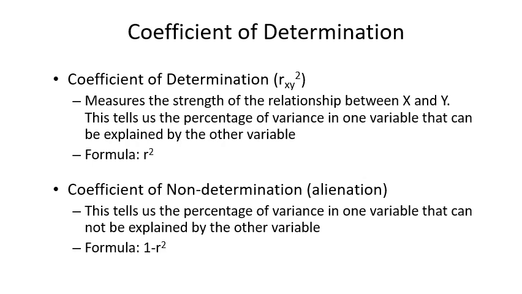So let's say your r is 0.8. Your r squared is going to be 0.8 squared, which is 0.64. So your coefficient of determination is 0.64, and you're basically saying that 64% of the variance in x is accounted for by y, and 64% of the variance in y is accounted for by x. You're also saying 1 minus that 0.64, your coefficient of alienation is 0.36, so 36% of the variance in x is not accounted for by y, and 36% of the variance in y is not accounted for by x.